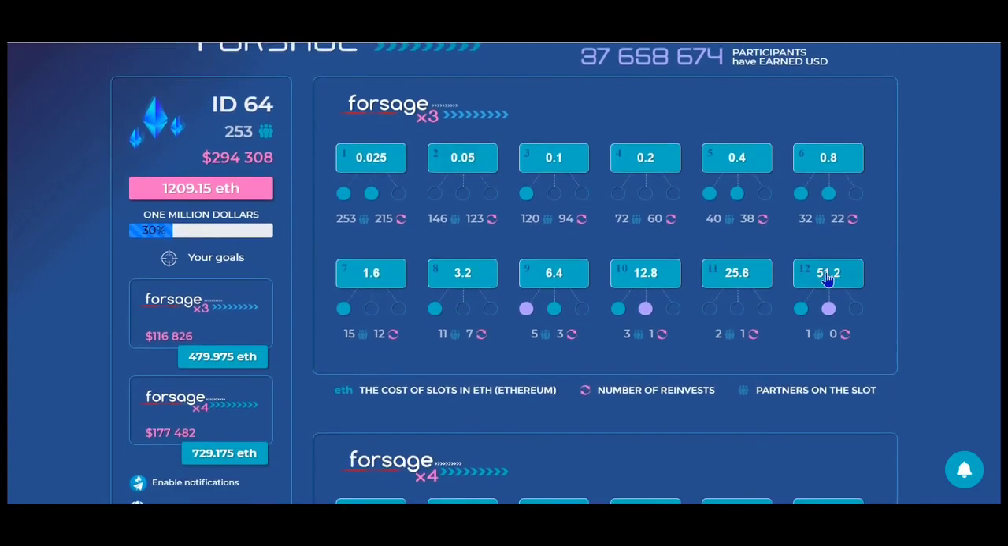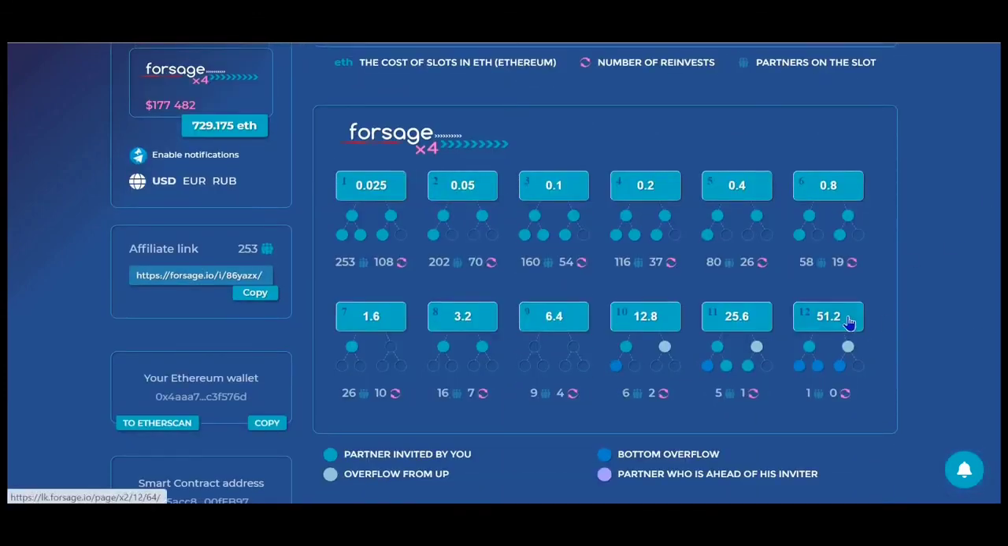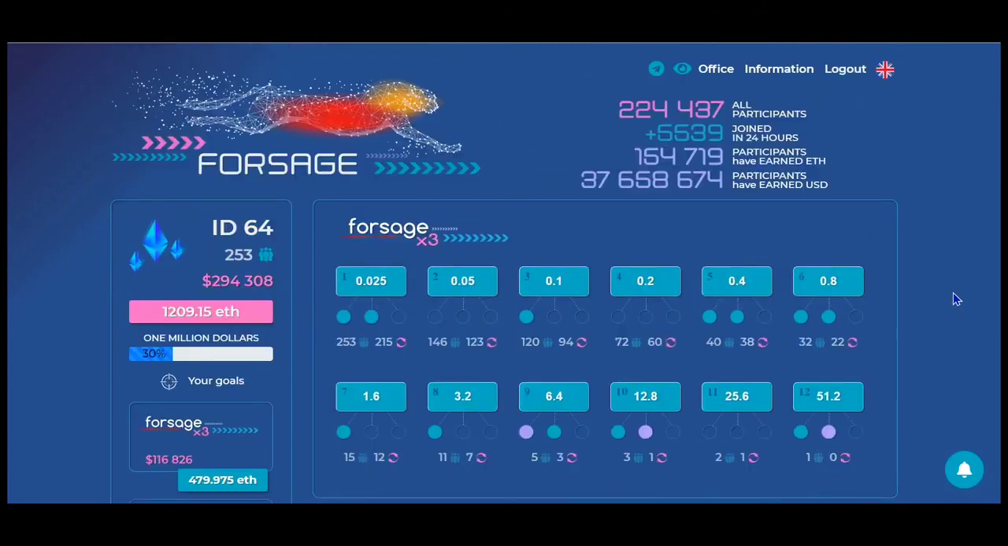He owns all 12 positions in X3 and he owns all 12 positions in X4. So he is absolutely killing it. He's 30% on his way to earning $1 million in Forsage. So it just goes to show, if you choose to do it passively, you can make money in Forsage. But if you choose to do Forsage aggressively and recruit and share this amazing program with other people, you can make life-changing income.